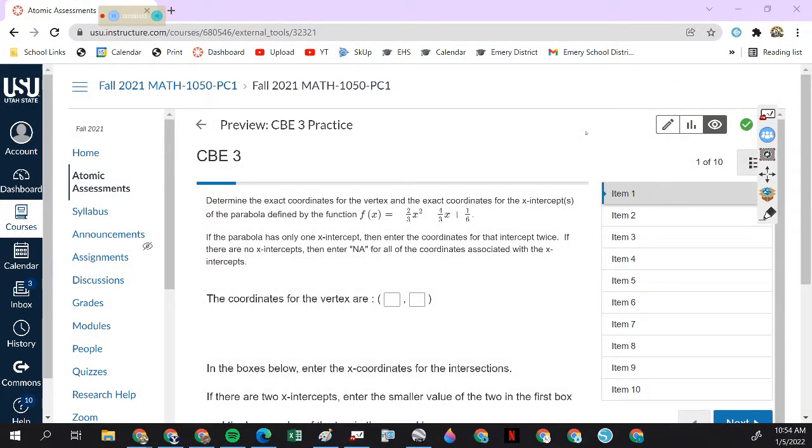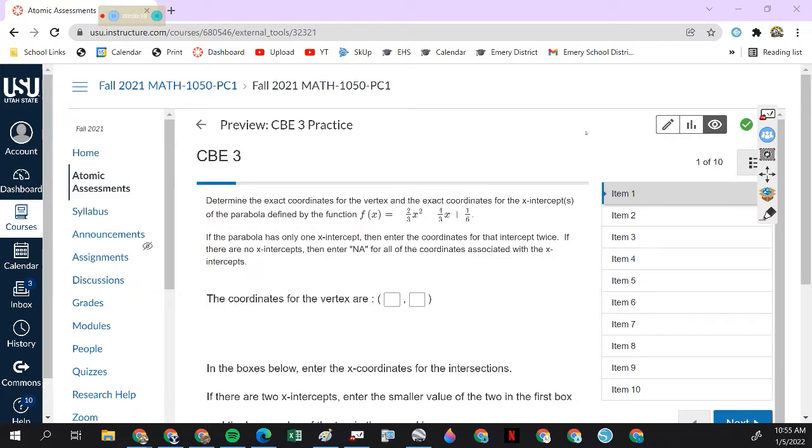CBE 3. We're halfway through the year, and we're about to take the third of 6 tests. But remember, test 6 is just questions from the other 5. So there are really only 5 tests, and then kind of the final, I guess you would call it.